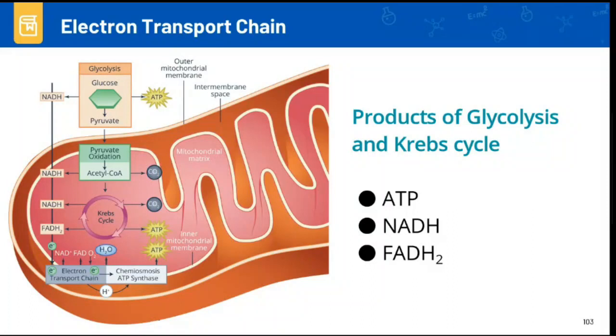Consequently, hydrogen ions from the matrix, the central and innermost region, are pumped through active transport into the intermembrane space. These hydrogen ions play an important role in the phosphorylation of your ADP to produce your ATP through the process of chemiosmosis. Both the electron transport chain and chemiosmosis constitute what we call oxidative phosphorylation. This mechanism of ATP synthesis involves the oxidation of your NADH and your FADH to generate the energy that will phosphorylate ADP to ATP.